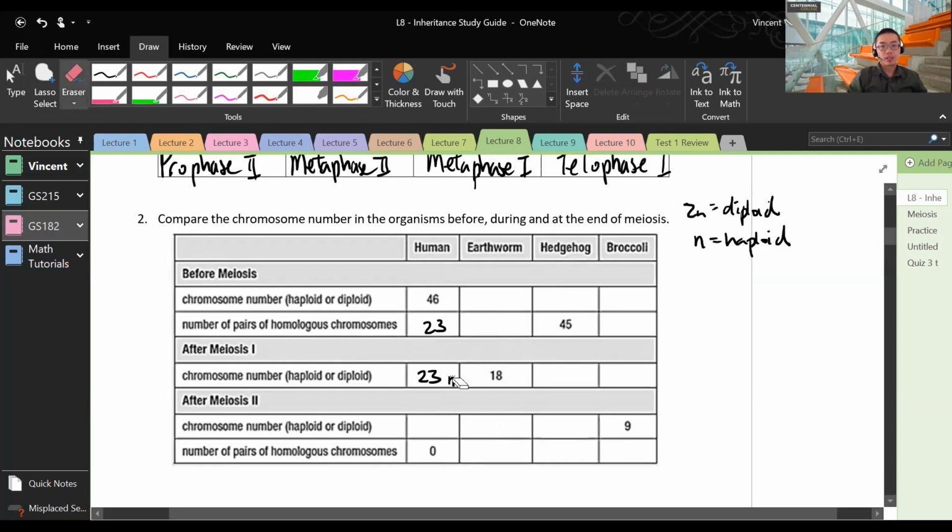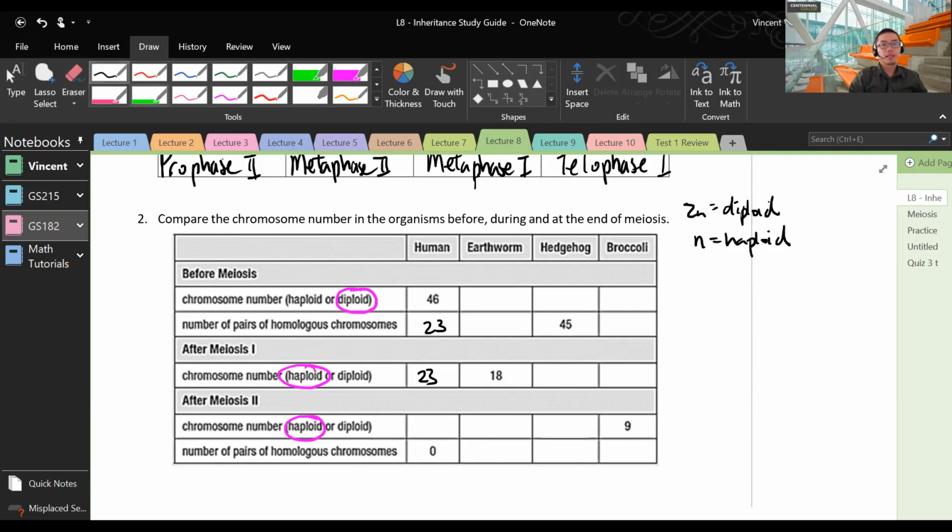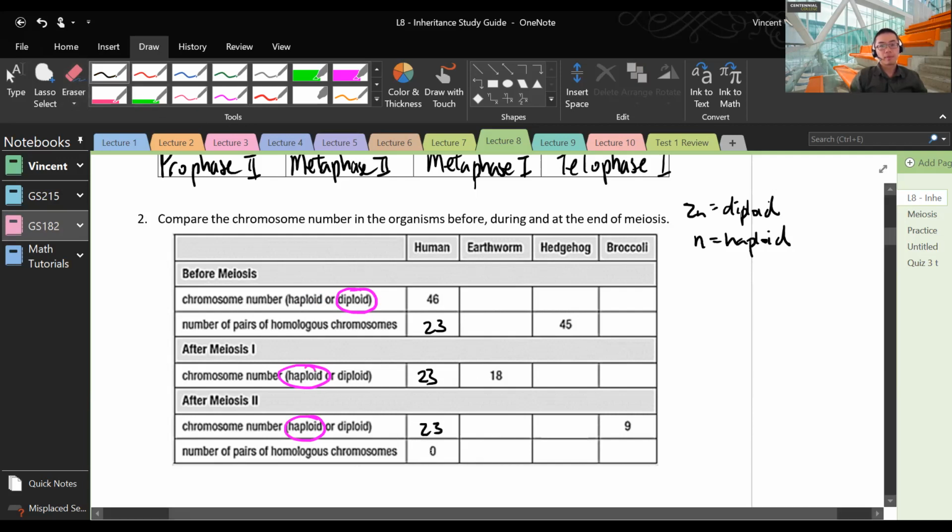Maybe I do it in a different color so it's not going to be confusing. So this is 2n. This is n. You know what? They're all going to be the same thing, so I'm just going to circle it. So diploid over here, haploid, and then haploid again. So 23. Okay. No homologous pair anymore.